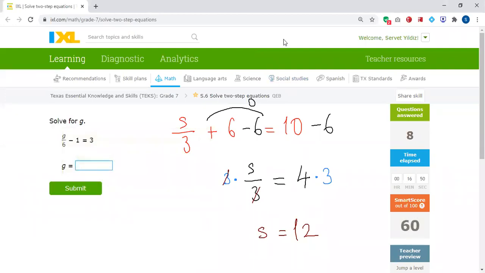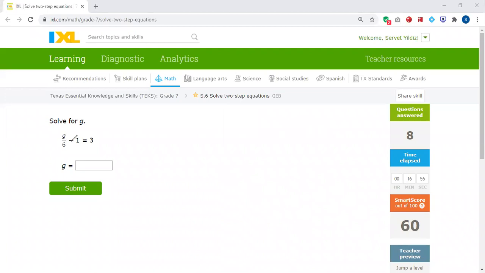Another example. We are going to find the value of g. G divided by 6 minus 1 is equal to 3. This is G, the letter G. Let me try to make it better. G divided by 6 minus 1 is equal to 3.